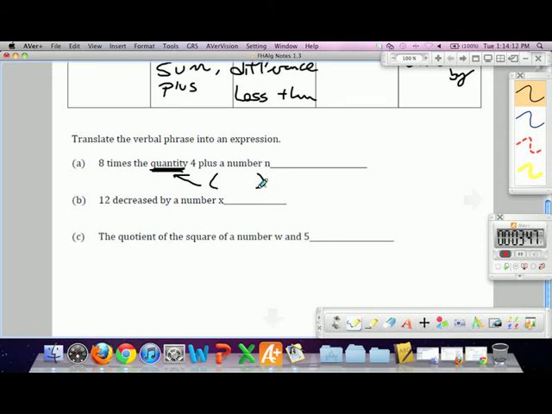8 times. What's times? The quantity. So we should have a group of parentheses. And what goes in those parentheses? 4 plus n. 8 times the quantity 4 plus n.